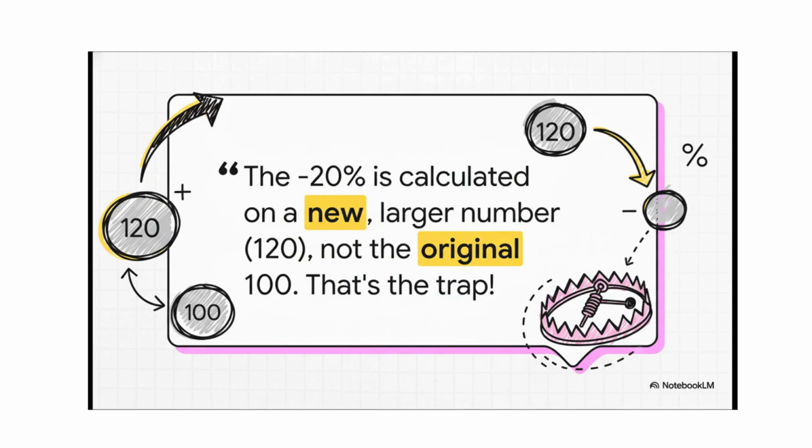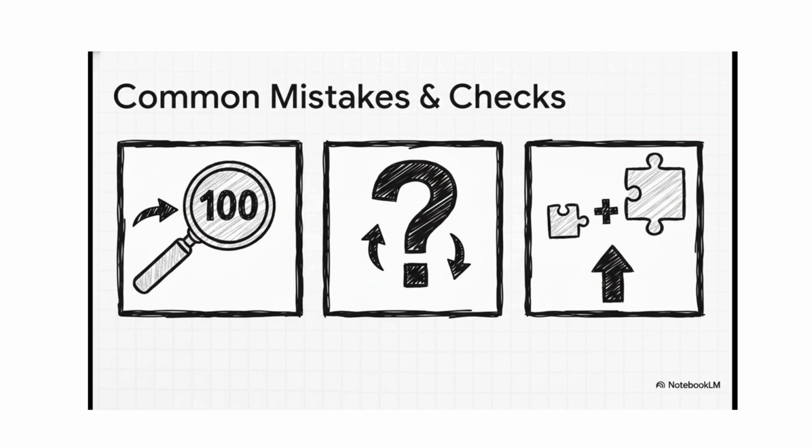The 20% increase and the 20% decrease are calculated on different numbers. The first 20% is based on 100, but the second 20% is based on 120. And that, right there, is why they don't cancel each other out. Now that you know the secret, here are some really handy mental checks you can use. For any problem like our opener, just test it with the number 100. It makes it so much clearer.